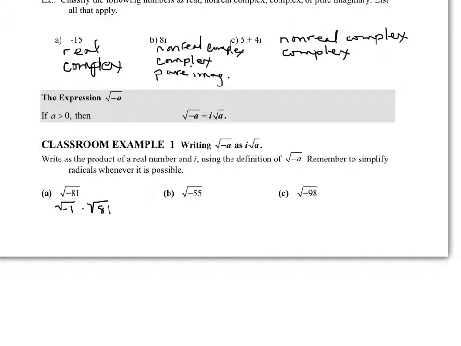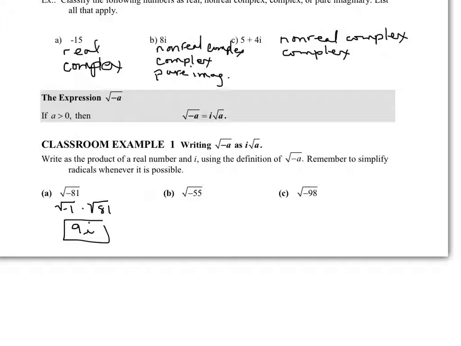The benefit of writing it this way is, by definition, I know what the square root of negative 1 is. It's i. And as it turns out, the square root of 81 is a perfect square. That gives me the number 9. If I multiply i times 9, I will get 9i. And that is how the square root of negative 81 simplifies.